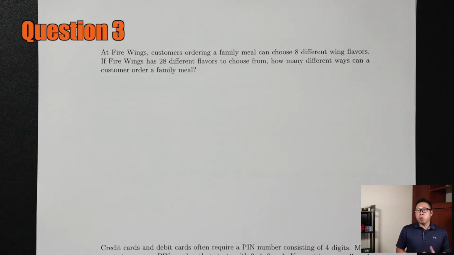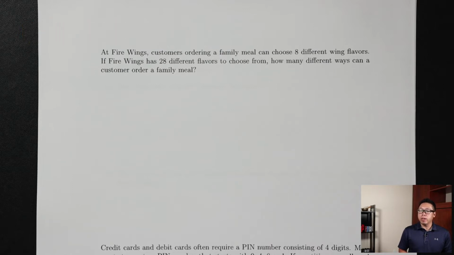At Fire Wings, customers ordering a family meal can choose 8 different wing flavors. If Fire Wings has 28 flavors to choose from, how many different ways can a customer order a family meal? First question we need to ask is, does the order matter? So when you're choosing these 8 flavors, does the order matter? Does it matter that you choose, say, garlic parmesan first, mango habanero second, versus mango habanero first, garlic parmesan second?